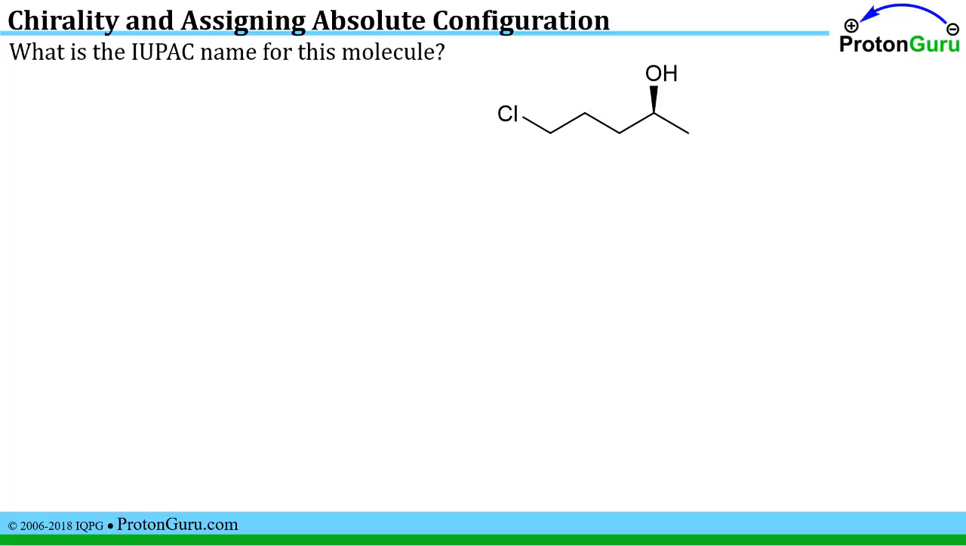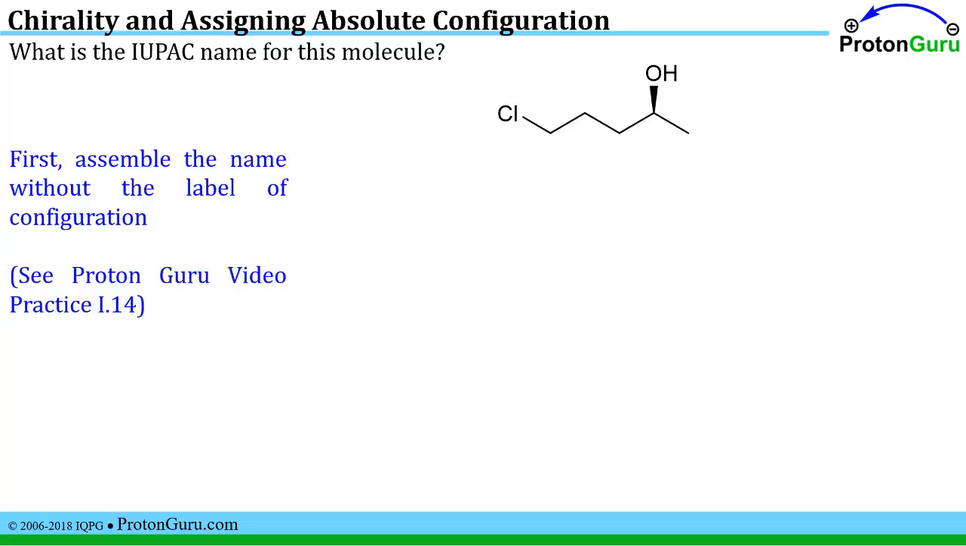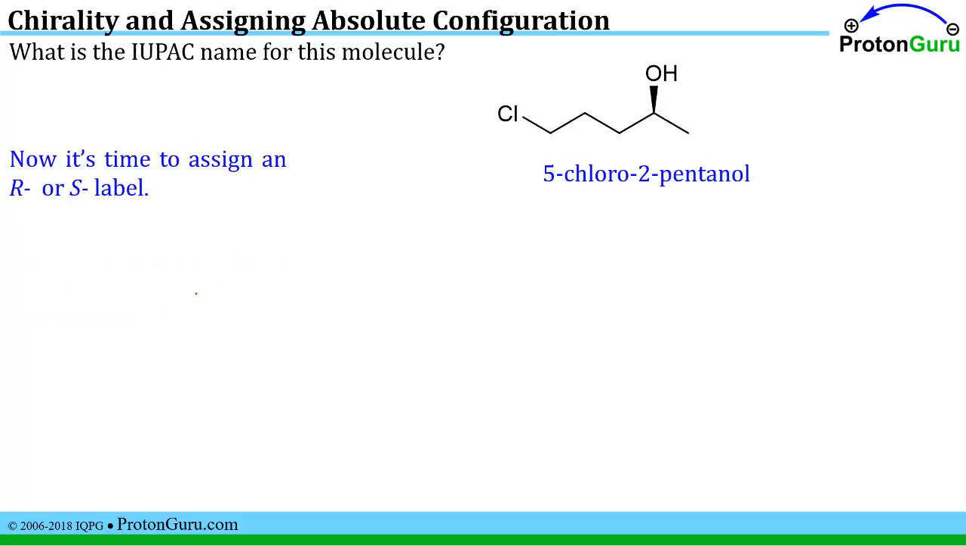Okay, so now being able to identify when a molecule is chiral, the next thing we need to be able to do is to provide IUPAC names for chiral molecules, including the label of configuration, assigning R or S to specific structures. So if we take a look at this structure, first thing we have to do is to assemble the regular name of this compound without the R or S label. And we made a nice video about this for Proton Guru video practice 1.14 if you need review on how to name the structures. So the base structure is called 5-chloro-2-pentanol.